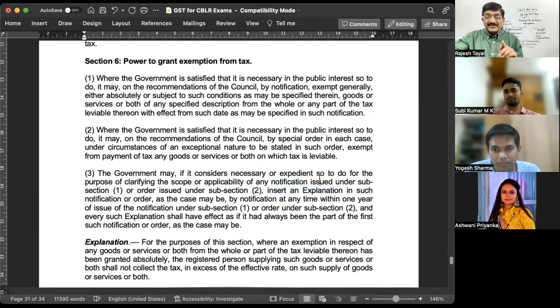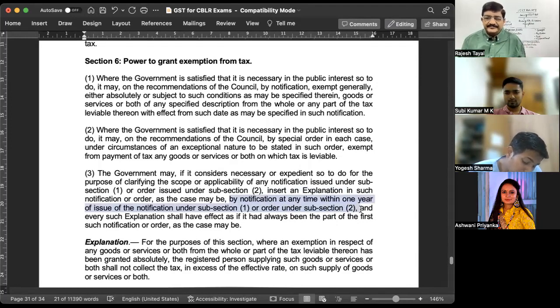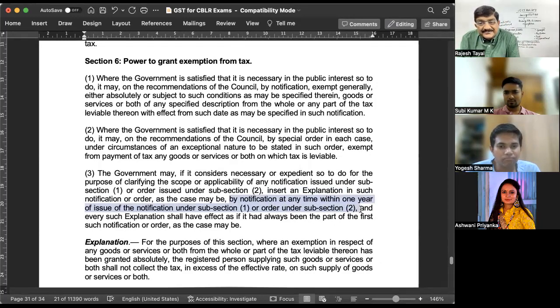Now, what is interesting is that under subsection 3, the government has a right to include only one explanation in the notification or order, but this addition is only by way of notification. This addition in the order cannot be made by another order. Did you read it properly? By notification at any time within 1 year of issue of notification under subsection 1 or order under subsection 2. So what is the mode of inserting the explanation? Via notification. Only by way of notification.